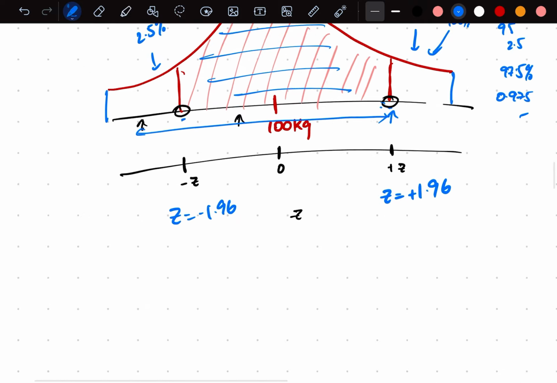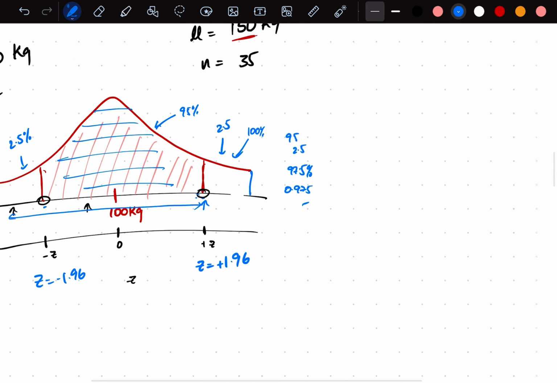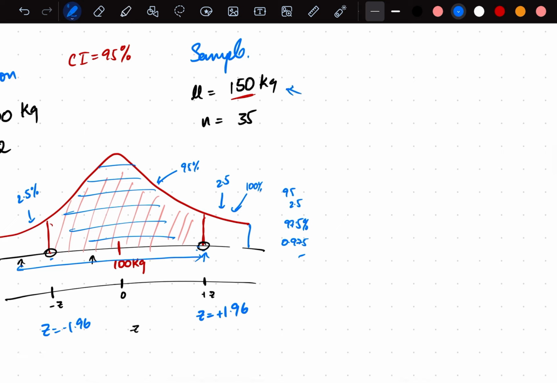1.96. Okay, so all you need to know is our mean value, 150 kg. What is the z value of this? Now we'll get into the formula: x bar minus mu by standard deviation by root n. So that's the formula that you guys need to remember. So we'll be calculating z value. This is the sample mean and population mean and standard deviation of population, and n is the number of points in the sample.